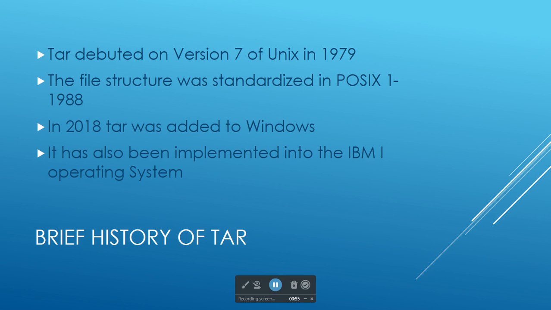A brief history of it: it debuted in version 7 of Unix in 1979, which feels really weird thinking that was 41 years ago, but still. The file structure was standardized in POSIX.1 in 1988. In 2018, tar was added to Windows, and it has also been recently implemented into IBM i operating systems.